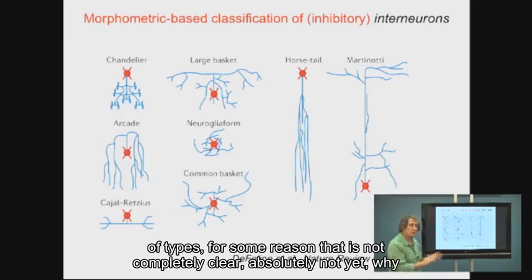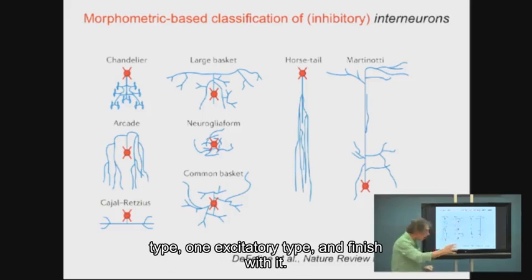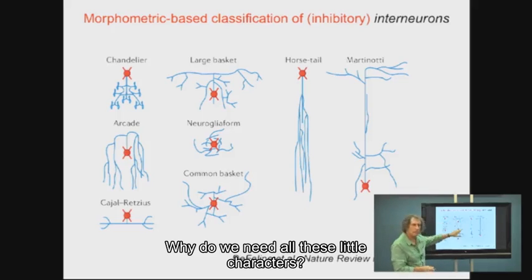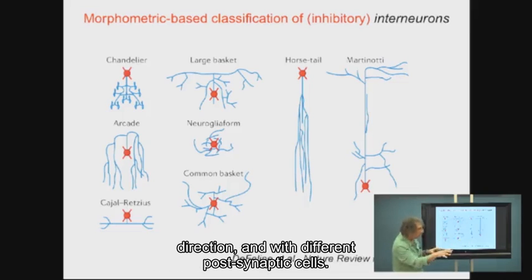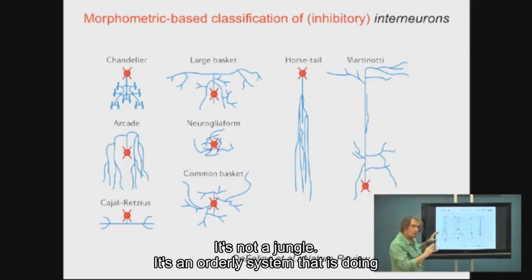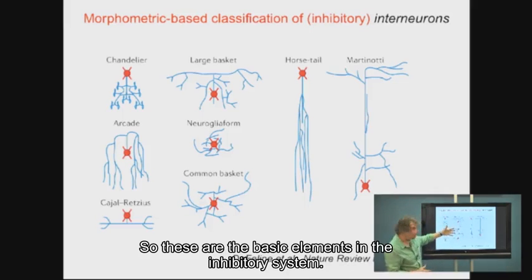For some reason that is not completely clear, absolutely not yet, why do we have the different types? Why don't we have just one inhibitory type, one excitatory type, and finish with it? Why do we need all these little characters, each one with different shapes? Each one makes contacts in different directions and with different postsynaptic cells. It's not a jungle. It's an orderly system that is doing function, speaking, talking, feeling. So these are the basic elements in the inhibitory system.